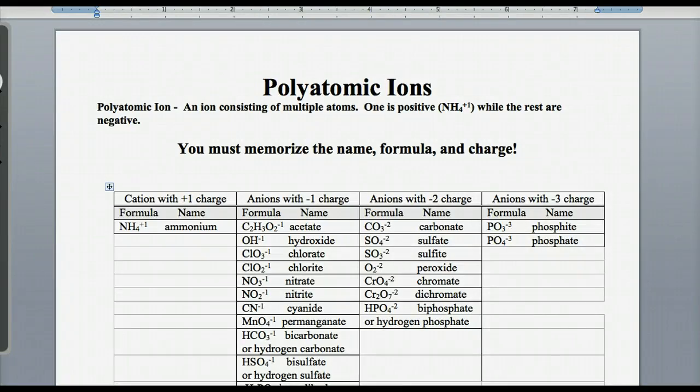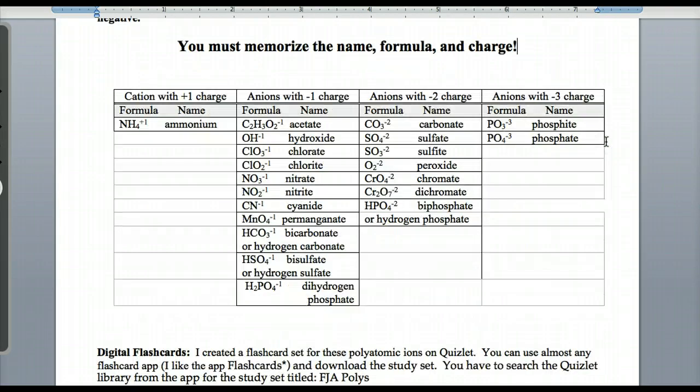All right, we're talking about polyatomic ions, or an ion made of many atoms. We have our list of, I believe, 21 polyatomic ions. They have +1, -1, -2, and -3 charges. And we're responsible to know all these ions, which is quite the burden.